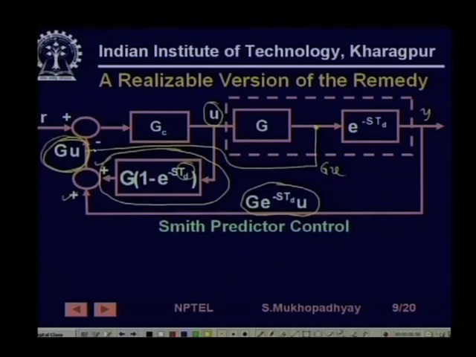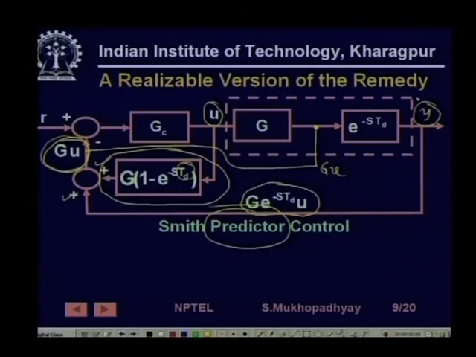So what am I trying to do? Why is it called a predictor? Why this term prediction? Because in effect, I am trying to predict the output. Why? Because this is y, this is the output, and what is this? This is nothing but a future output which will appear here in the measurable form after time td. So since I am trying to recreate that, in other words, I am trying to predict the output and then give it feedback. That is why it is called the Smith predictor control.